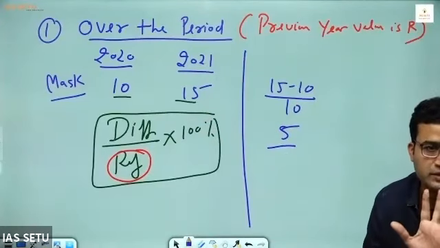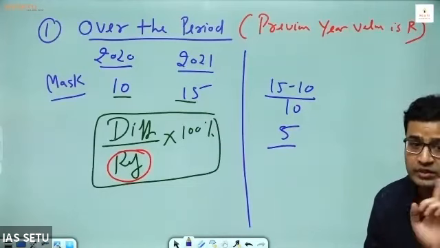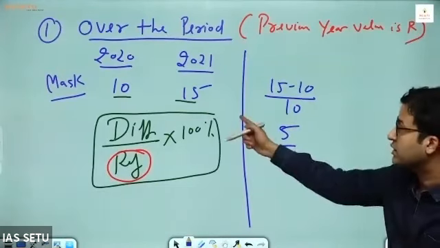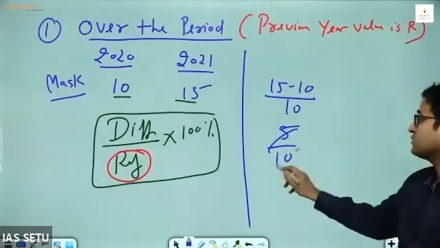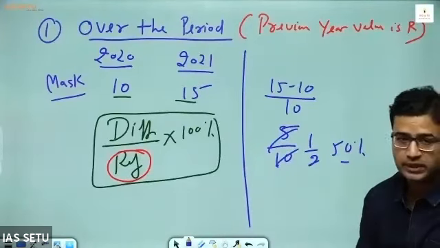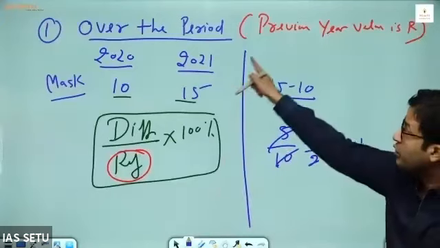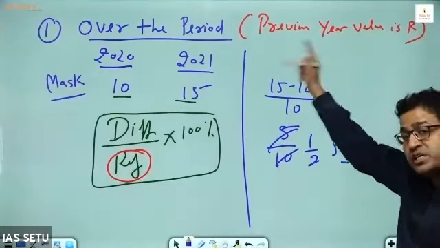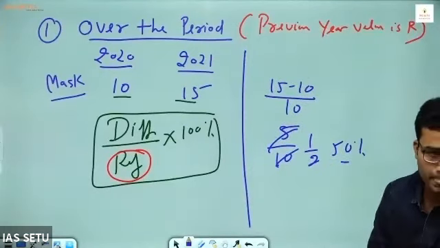तो 5 रुपए किसके ऊपर इंक्रीज है? 10 रुपए के ऊपर, 15 के ऊपर नहीं, 10 के ऊपर. There is an increase of 5 over 10. It is 1/2. So 50% increase in the face mask price. So what is important over the period? Always previous year value is the reference.